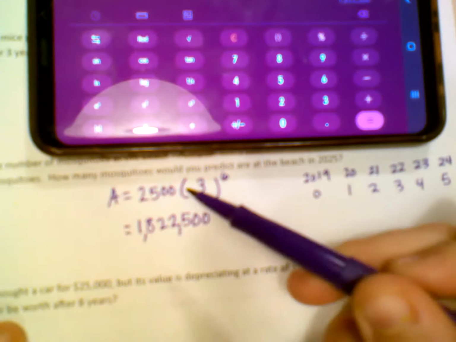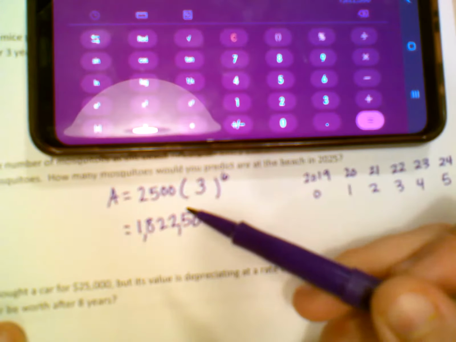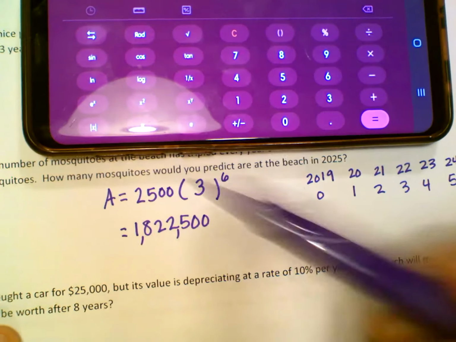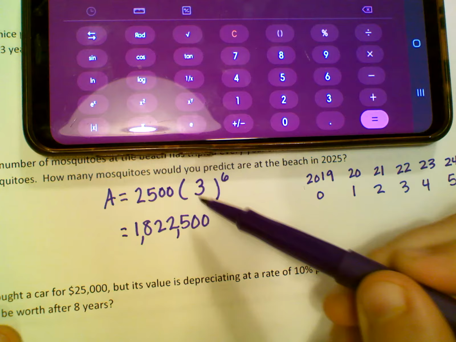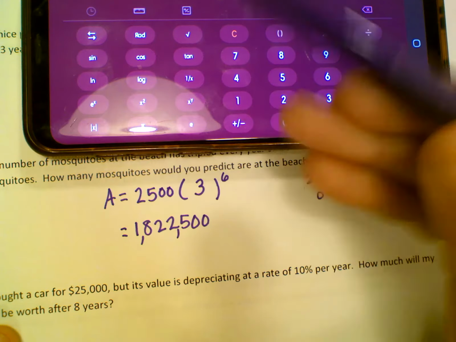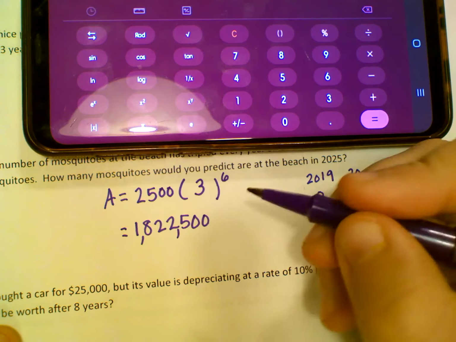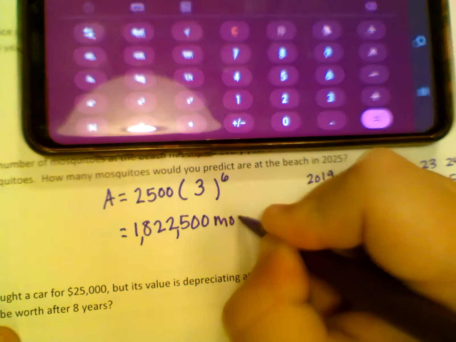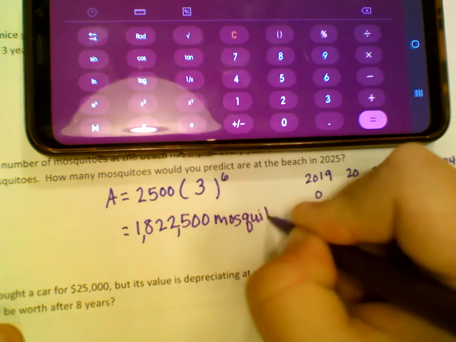So think about in the graphs that we made yesterday, if you're group B, or group A last week, right? If you made those graphs, that the triple is actually a pretty significant increase as you're going up. So that's not an unrealistic number. Mosquitoes.